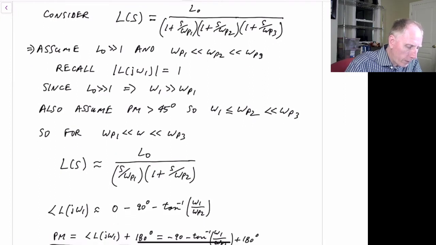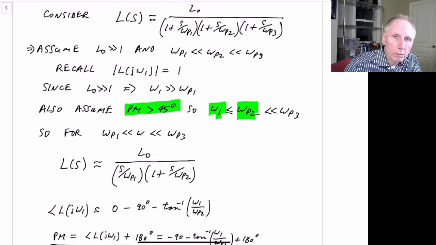We'll also assume that we want a phase margin greater than 45 degrees, which means that omega 1 is going to be less than or equal to omega p2, so it'll be some value a little bit less than omega p2, but it's going to be much less than omega p3, because omega p3 is much greater than omega p2. It won't be greater than omega p2, and it'll be some value which is less than or equal to omega p2. And that's because our phase margin is going to be greater than 45 degrees here.